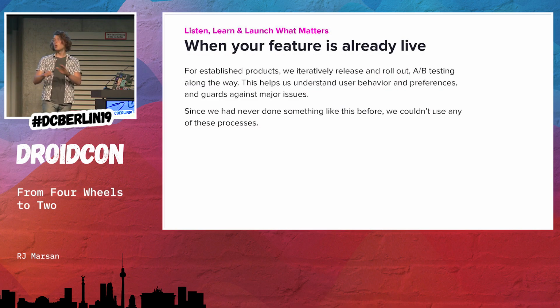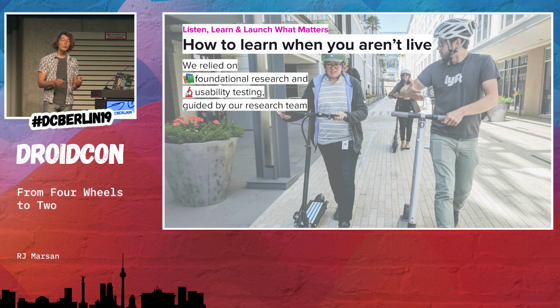You know, if you already have a launched feature, this is a very different story because you have iterative releasing. You have the ability to A/B test. And you not only have the ability to iteratively measure how your users' behavior and preferences change over time, but it also catches bugs so much earlier. But we didn't have that. We needed another process.